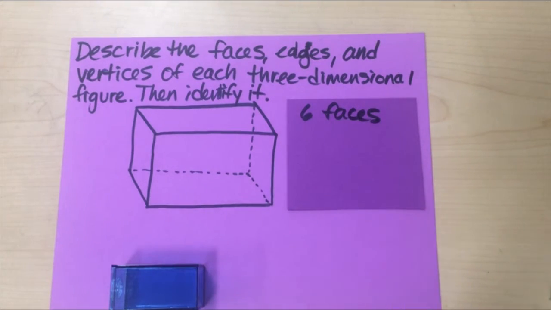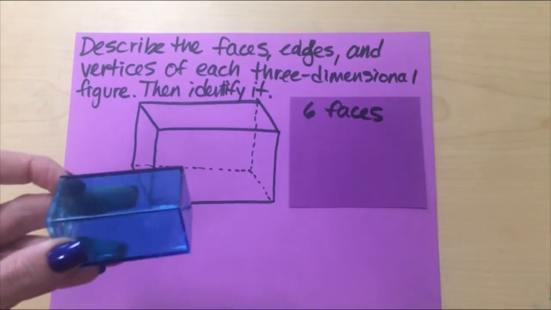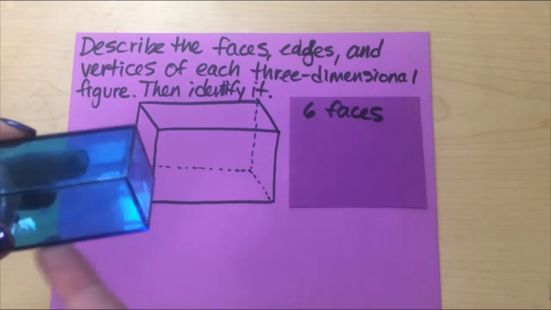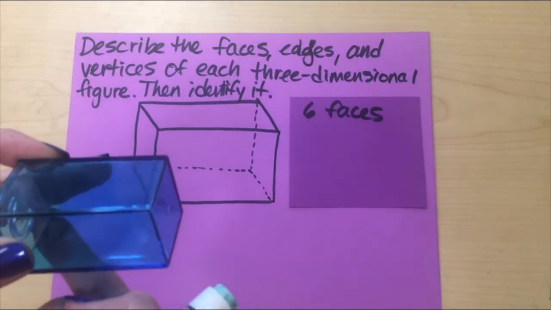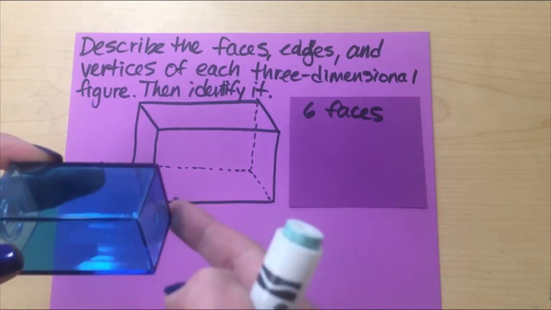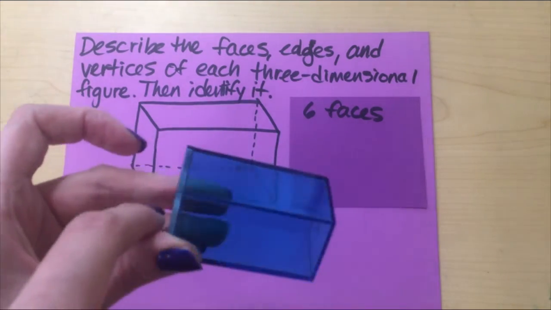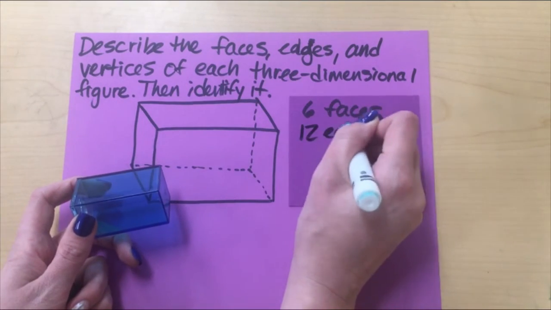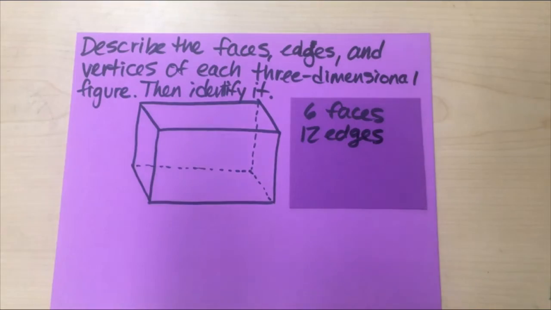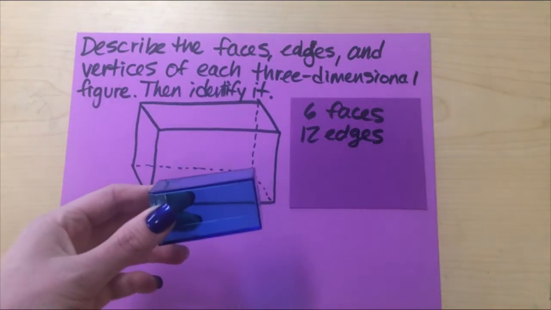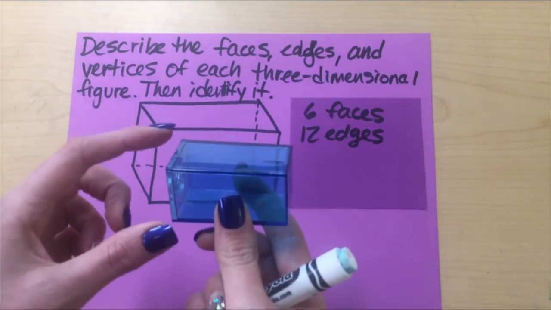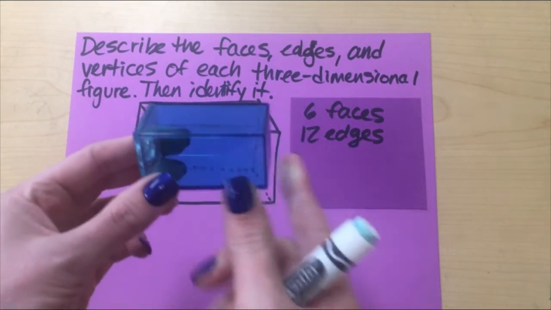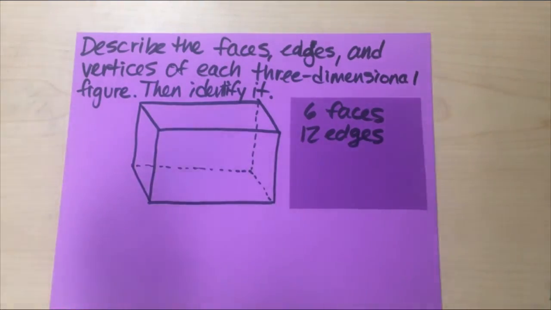Now we want to figure out how many edges it has. So we're going to go 1, 2, 3, 4, 5, 6, 7, 8, 9, 10, 11, 12. It has 12 edges. Then we need to figure out how many vertices it has. How many corners? 1, 2, 3, 4, 5, 6, 7, 8. It has 8 vertices.